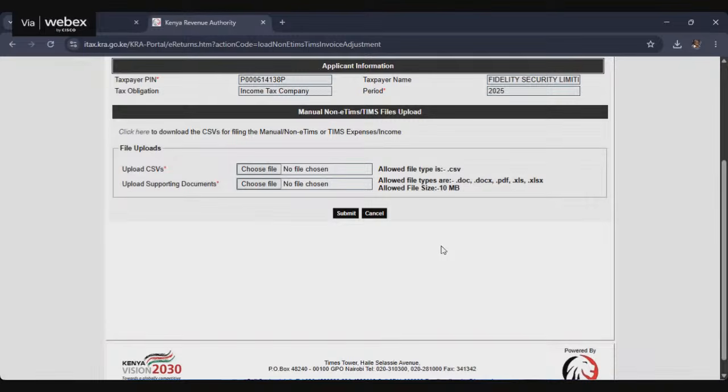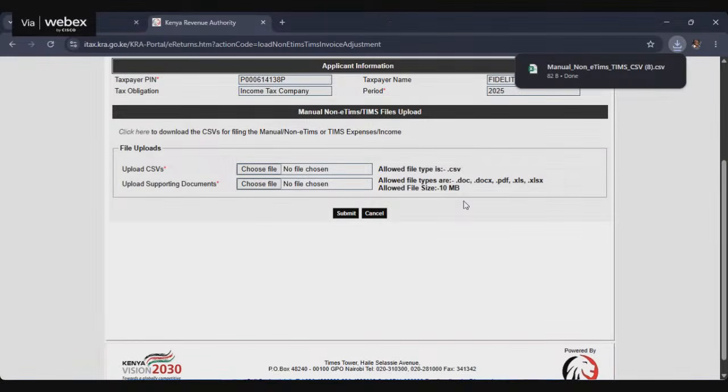A good example may be Matatu fare or any other business licenses from the county government, or maybe fire licenses, or any other expense that your organization has incurred. However, you don't have a support in regard to it. So you'll be required to click to download here. So when you click to download, what we'll get will be an Excel.